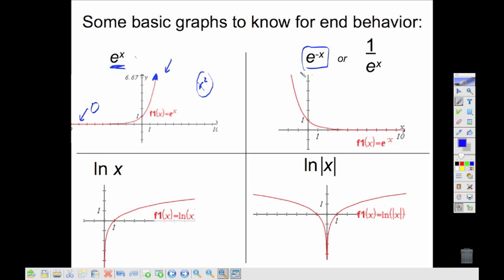If we have e to the negative x, that's going to be flipped around, where for negative values we're going to grow very fast. For positive values it's going to go to 0.